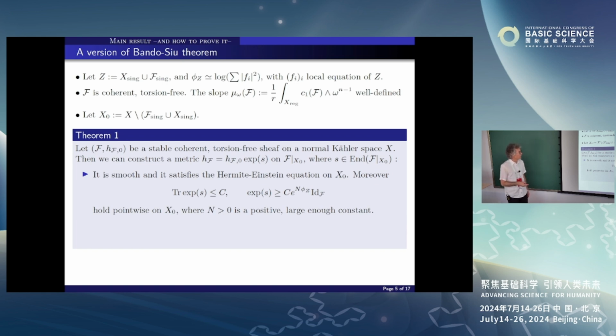Now the bound from below is not as glorious. The exponential of S is only bigger than some multiple of the sum of the squares of the equations, eventually to some high power, times the identity. So it can eventually degenerate where we have singularities. Of course, my dream theorem would be to have a constant here as well, but for the moment, that's what we can do. You will see in a moment why.